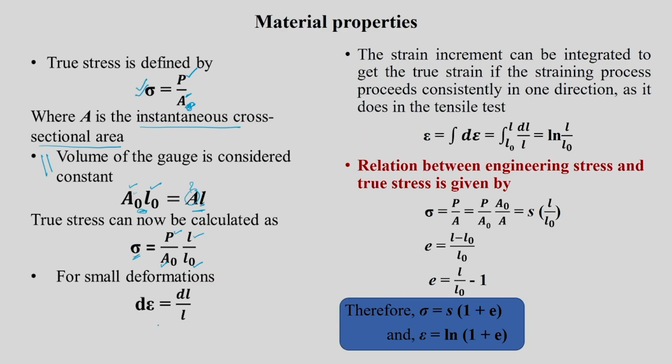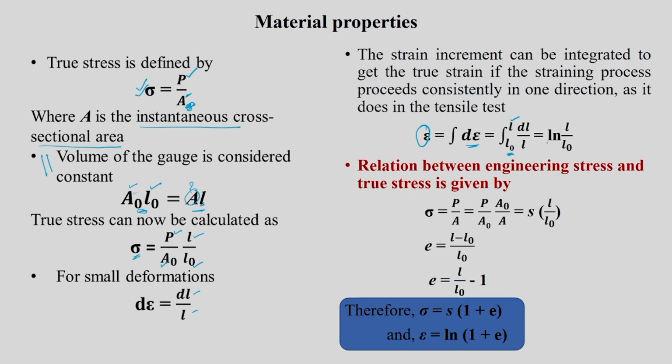Now, when it comes to true strain, it is generally represented as epsilon. Epsilon is nothing but the integral of d epsilon. For small deformation, d epsilon can be written as dl by L. So, if you integrate it from L naught to L, where L naught is your initial gauge length or reference length, and L is the instantaneous length of the gauge length, or the final length at which fracture happens, whichever is the reference for you.